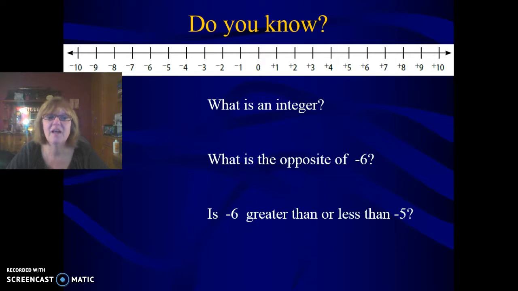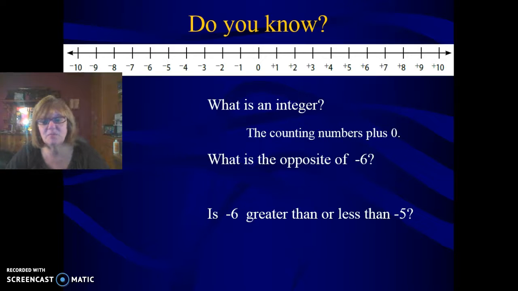Well, an integer is actually all those numbers you see in front of you. Positive, negative, and the zero. They are all the counting numbers plus zero. Nothing in between them though, okay? We're not talking about decimals or fractions. So integers are like whole numbers, okay?